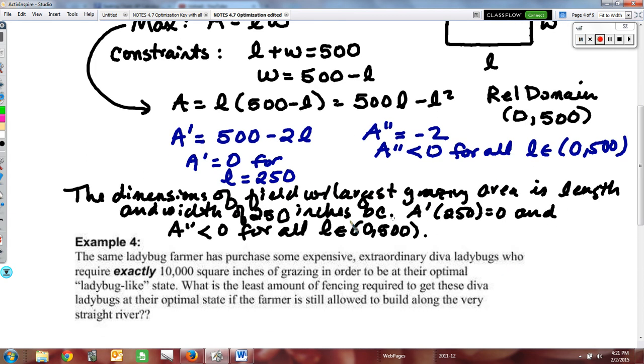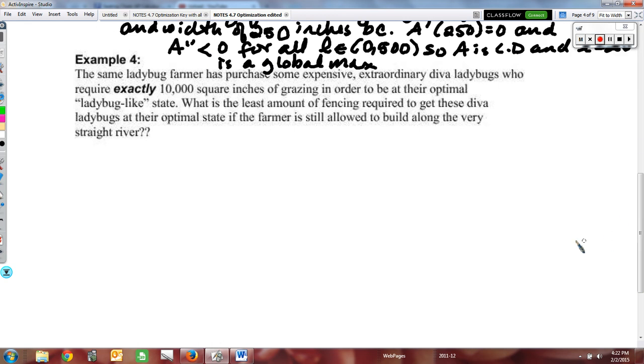You almost don't even need to say A double prime less than 0 for all L, so A is concave down and L equal to 250 is a global max. You can almost get away with saying, once you do this and talk about it being less than 0 for all, that you automatically get that as your conclusion. All right, now example 4, same situation.